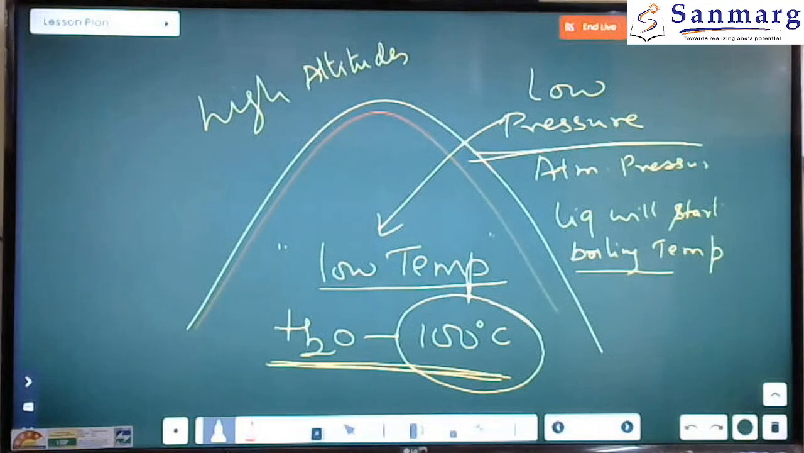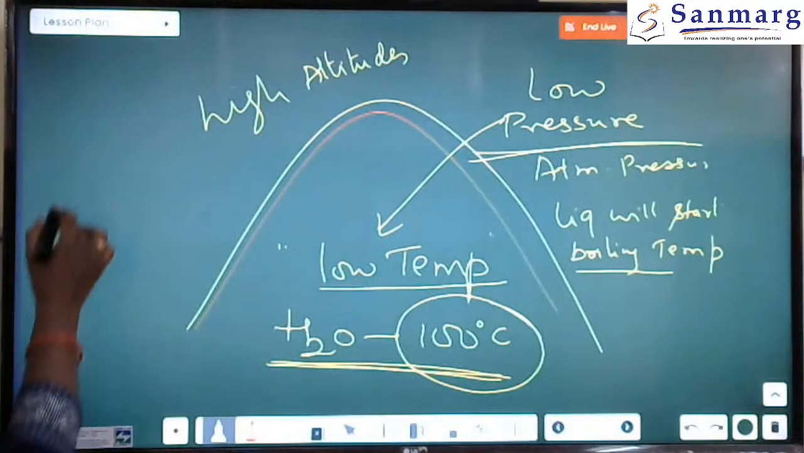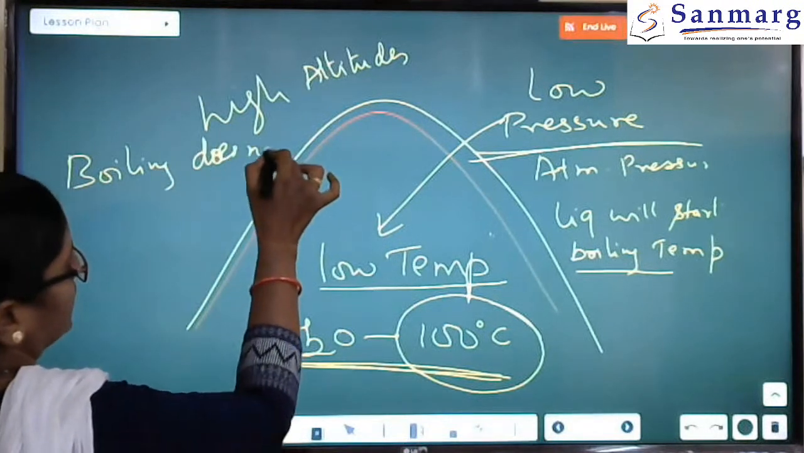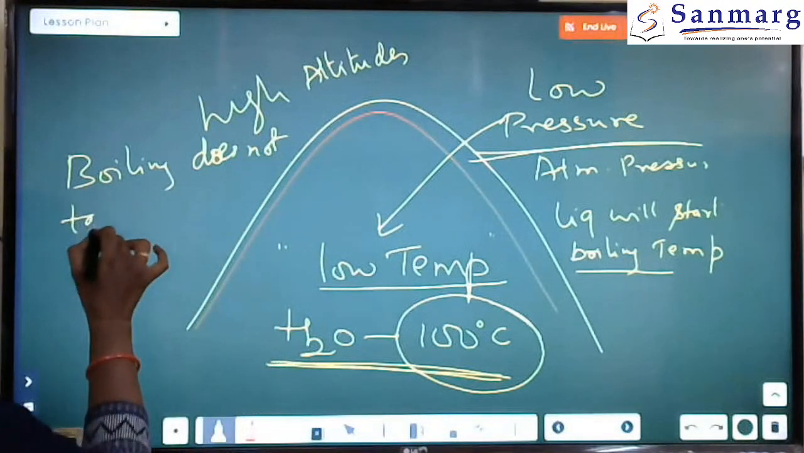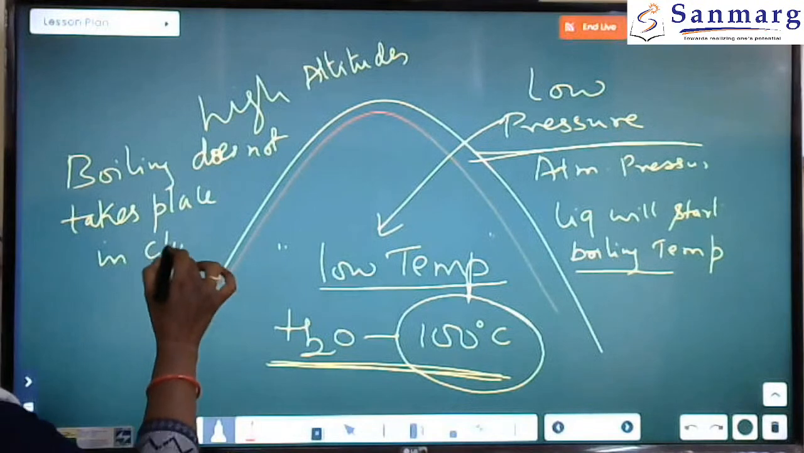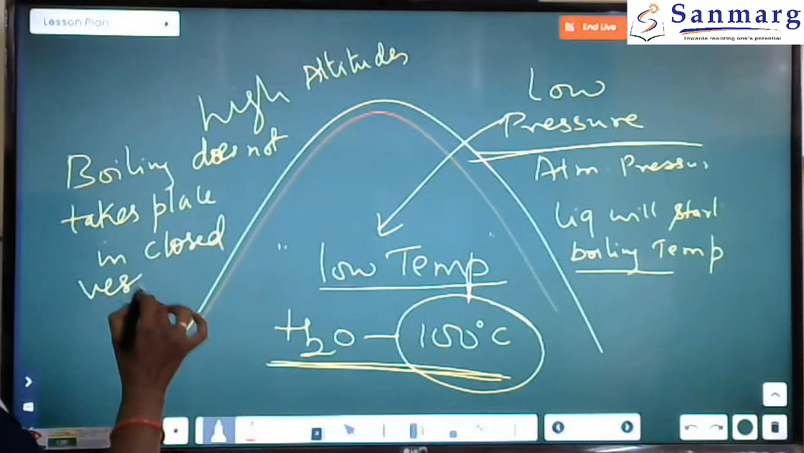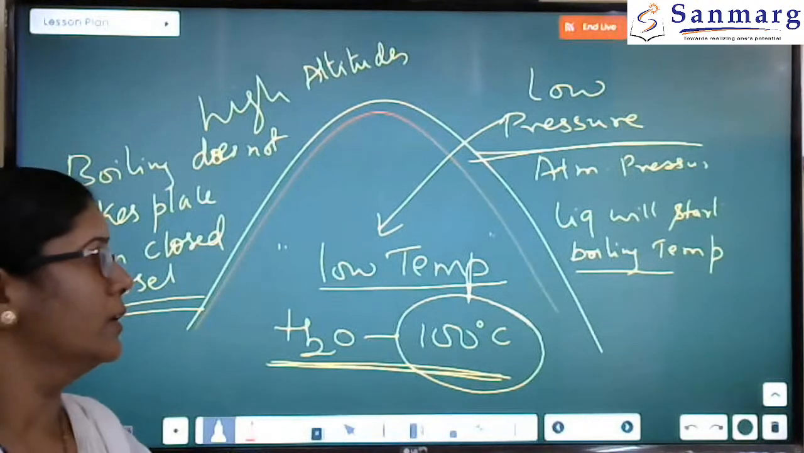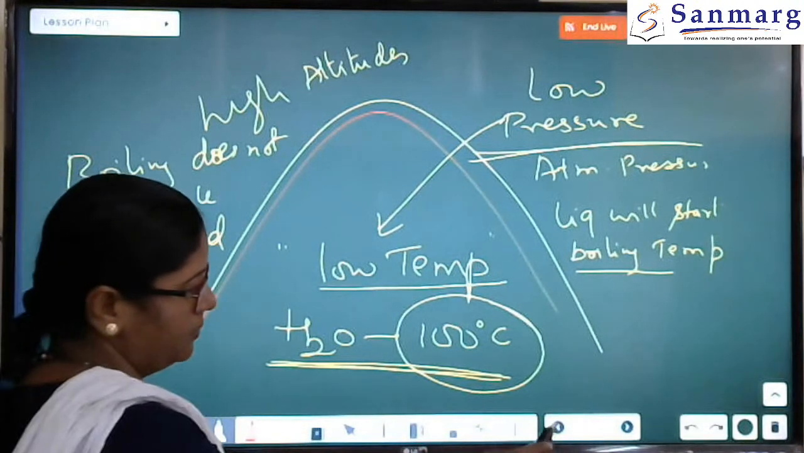So another important point is boiling does not take place in a closed vessel. In a closed vessel boiling does not happen. Boiling does not take place in a closed vessel. So understood? Here, vapor pressure, first property.